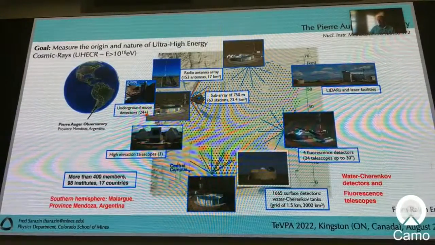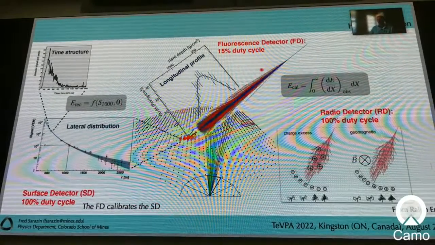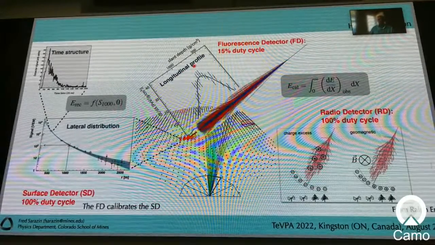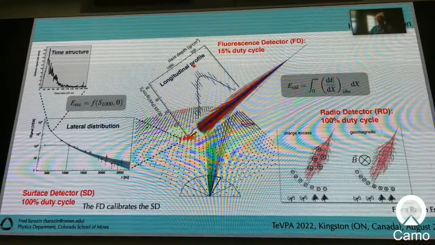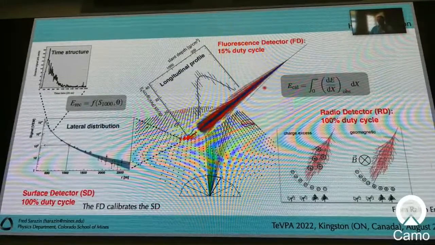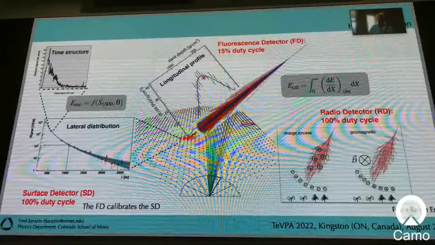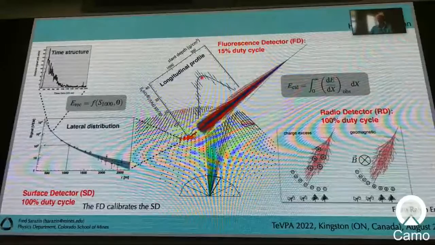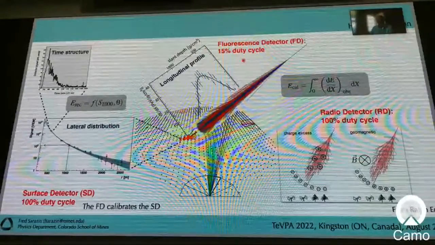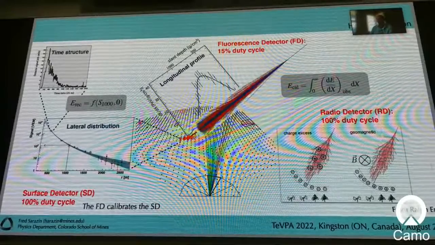From the presentations earlier, we know about fluorescence detection and surface detection, so I'm not going to spend much time here. The fluorescence detector measures the longitudinal profile of the shower during clear, moonless nights. It sets the energy scale for the cosmic rays. The profile allows you to extract Xmax, which is composition sensitive. The problem with the fluorescence detector is that it only has a duty cycle of about 15%.